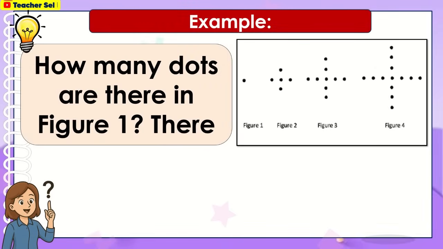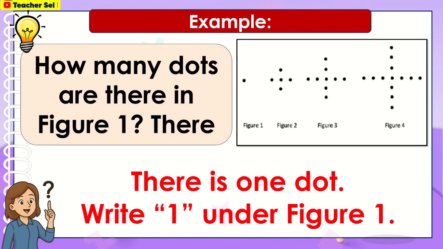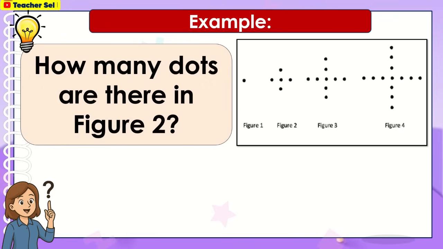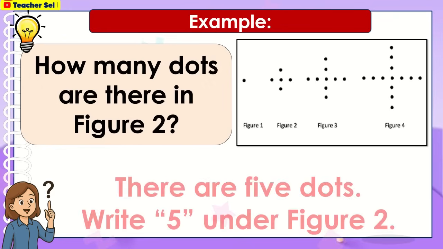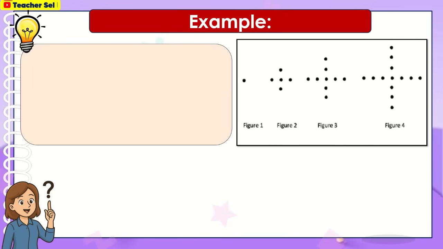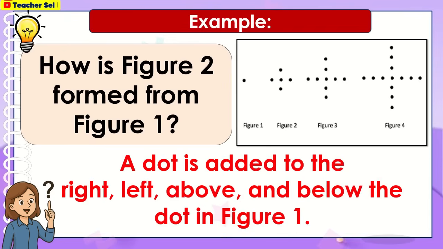How many dots are there in figure 1? There is one dot. Write 1 under figure 1. How many dots are there in figure 2? There are 5 dots. Write 5 under figure 2. How is figure 2 formed from figure 1? A dot is added to the right, left, above, and below the dot in figure 1.